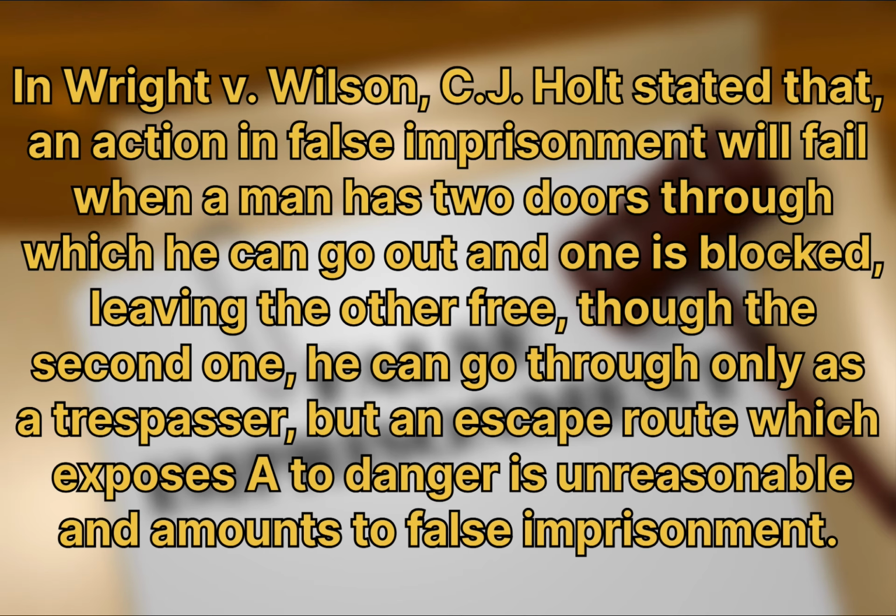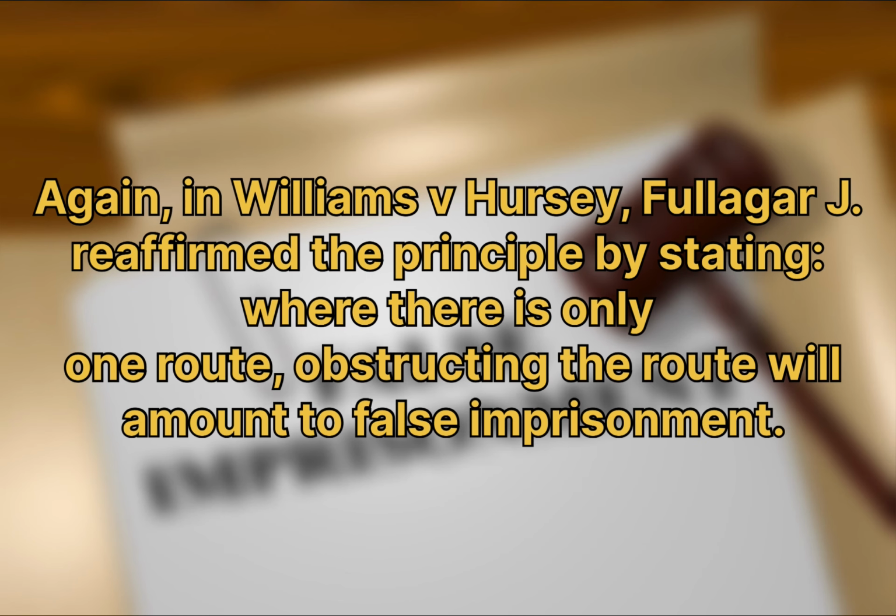In Wright versus Wilson, C.J. Holt stated that an action in false imprisonment is when a man has 2 doors through which he can go out and one is blocked, leaving the other free, though the second one he can go through only as a trespasser, but an escape route which exposes A to danger is unreasonable and amounts to false imprisonment. Again, in Williams versus Harsey, Fologa J. reaffirmed the principle by stating, where there is only one route, obstructing the route will amount to false imprisonment.